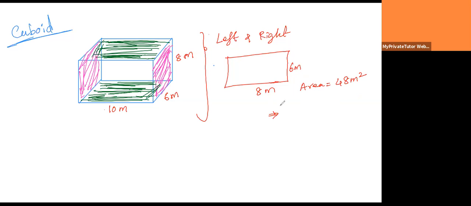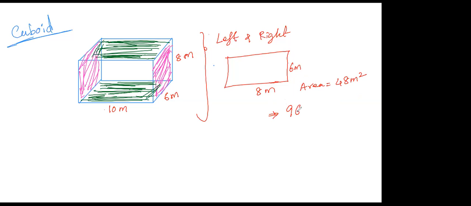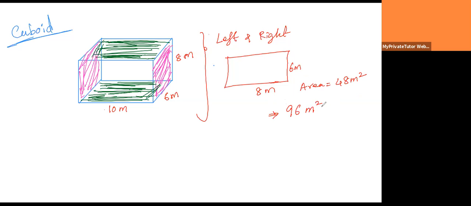So we found the area of one face here. Left and right are the same, so the area becomes 96 for left and right. I hope everyone understands.